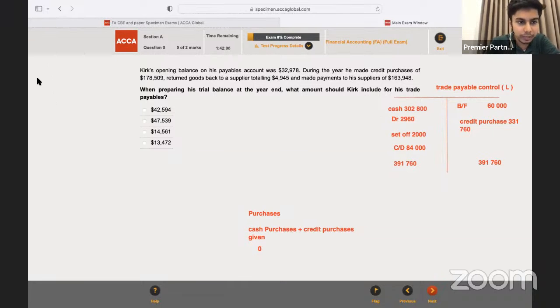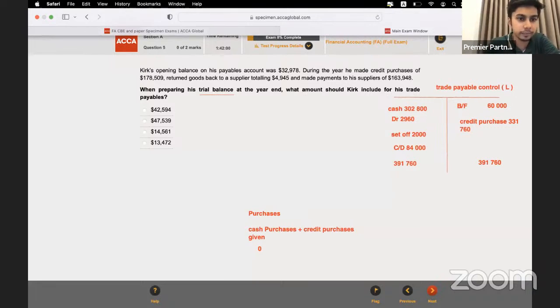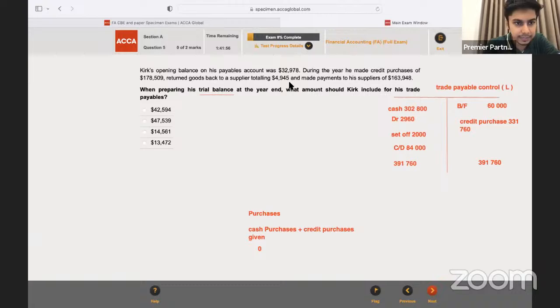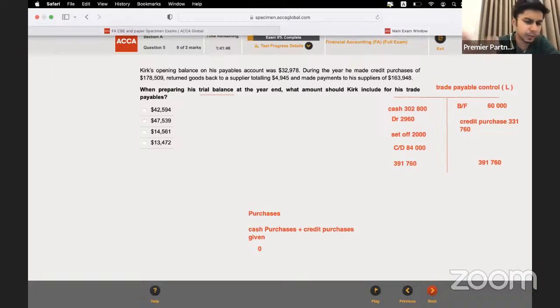Normally, you should understand, in a trial balance, what do we normally show? Account balance. Account balance means what? Carry it down. So they are asking, in the trial balance, how much will you show for trade payable? In simple words, in the trade payable account, they are asking you to find the carried down. The carried down is going to be the correct answer. Easy question, guys. Can you quickly find the answer for me, faster?